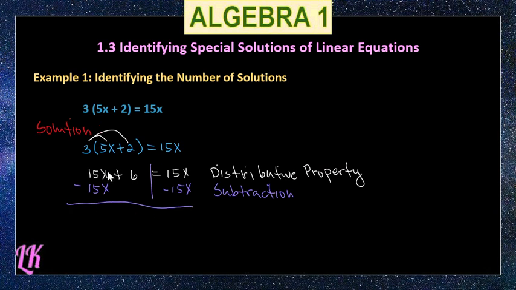The equation now becomes 6 is equal to 0. But 6 equals 0 is not true. Therefore, there is no solution for this equation.